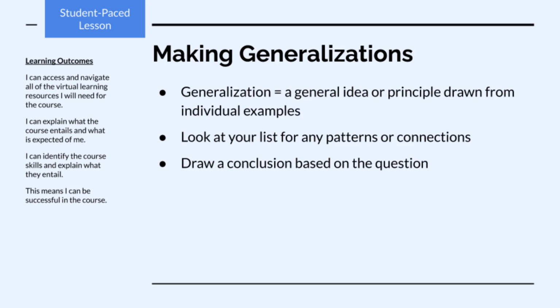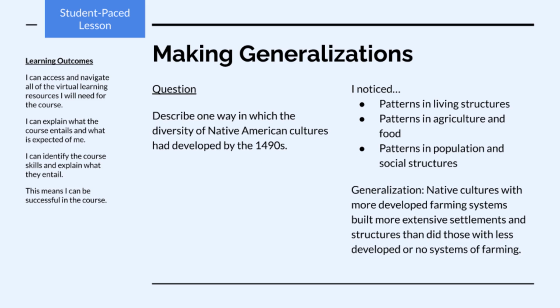From your list of what you know, you can then make a generalization about that list. A generalization is just a general idea or principle drawn from individual instances or examples. So look at the list you created and look for any patterns or connections that you see, and then draw a conclusion based on the question you're asked. Here's a generalization that I made based on the list of things I knew and the question that I was asked. Native cultures with more developed farming systems built more extensive settlements and structures than did those with less developed or no systems of farming.